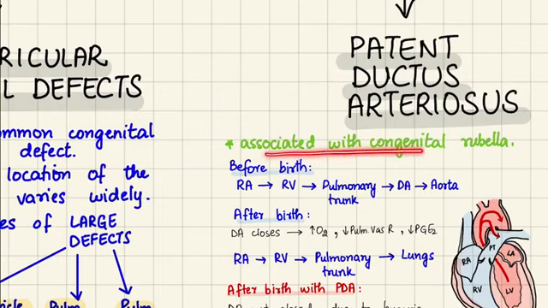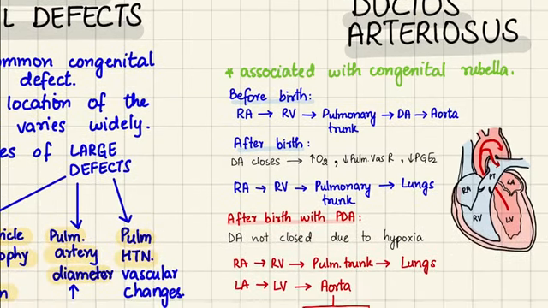The next disorder is patent ductus arteriosus. It is associated with congenital rubella. This is a point to remember. Now, before birth, the right ventricle pumps blood into the pulmonary trunk, and the pulmonary trunk through the ductus arteriosus pumps this blood into the aorta, because we do not need to pump blood into the lungs which have not inflated yet.